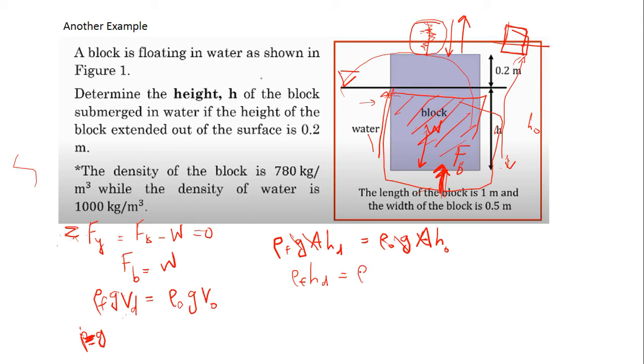equals rho of the object times H of the total object. This you can write in terms of H. Rho of the fluid is equal to 1000.